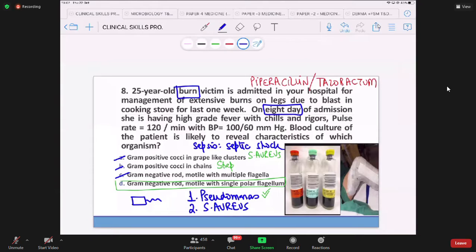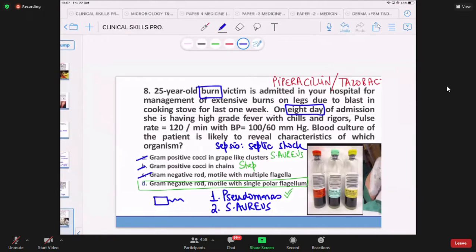Vancomycin, buddy, is for Staph aureus. Vanco is for Staph aureus. No, I asked you for Pseudomonas. For Pseudomonas, what are you going to give? You're not going to answer a third generation cephalosporin. You're going to give a piperacillin and tazobactam combination. Answer to this question is option D.